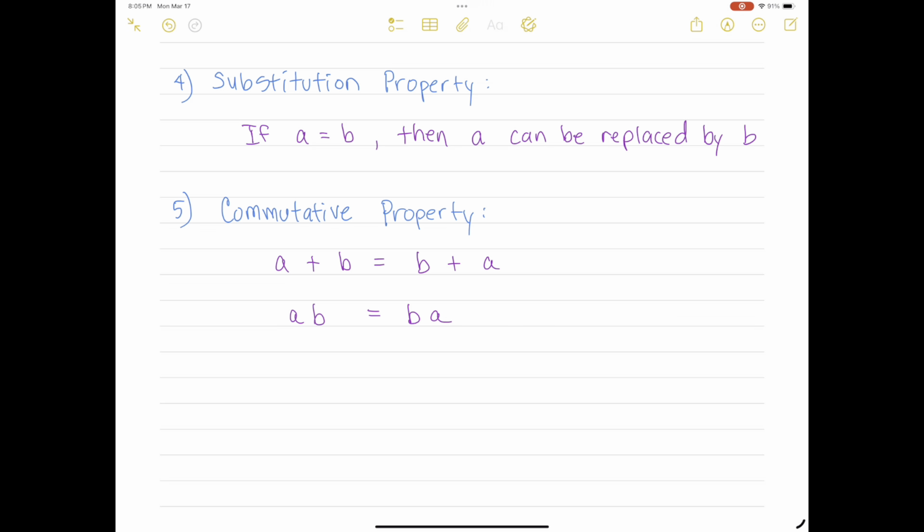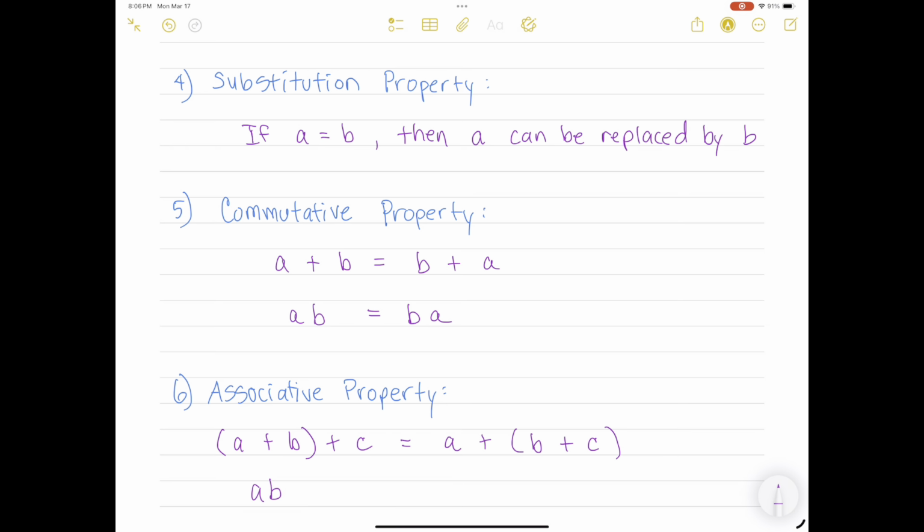Number 6, associative property. A plus B added first plus C equals A plus B plus C added first, and A times B first multiplied by C equals B times C multiplied first and then times A.